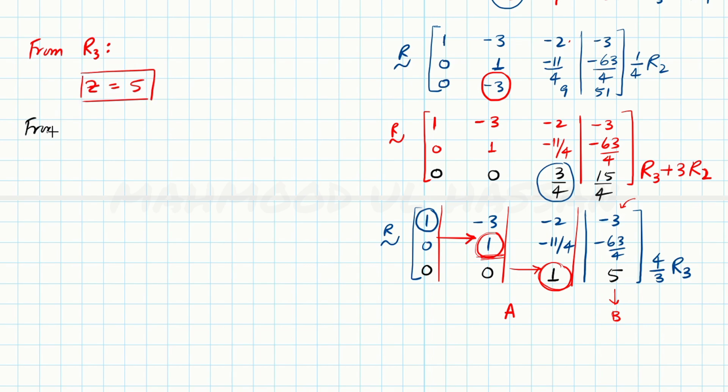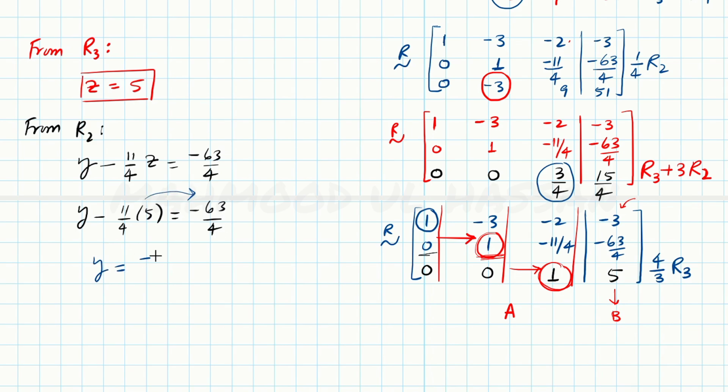Similarly, from row 2, the coefficient of x is 0 and the coefficient of y is 1, so y minus 11/4 times z is equal to minus 63/4. Now putting the value of z here, y minus 11/4 times 5 is equal to minus 63/4. Shifting this constant to the right side, y is equal to negative 63/4 plus 55/4. Adding them, negative 63 plus 55 is negative 8, so negative 8/4, which is negative 2. So the value of y is negative 2.